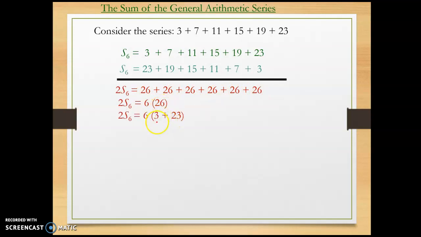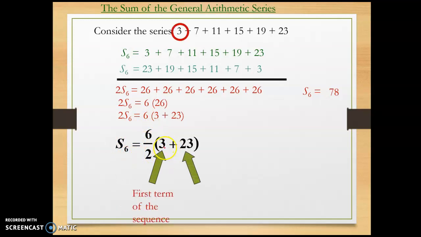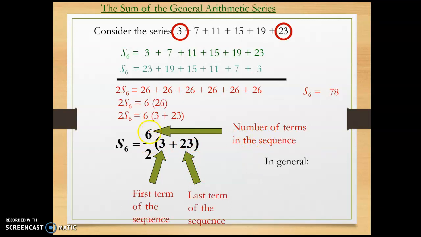And then we separate the first term, right? So S sub 6 is 78. So this is the first term, and this is the last term, and then we divide both sides by 2 to isolate S sub 6 here. If you notice, this is the first term, and this is the last term of the sequence. And here, 6 is the number of terms in the sequence, right? 1, 2, 3, 4, 5, 6.